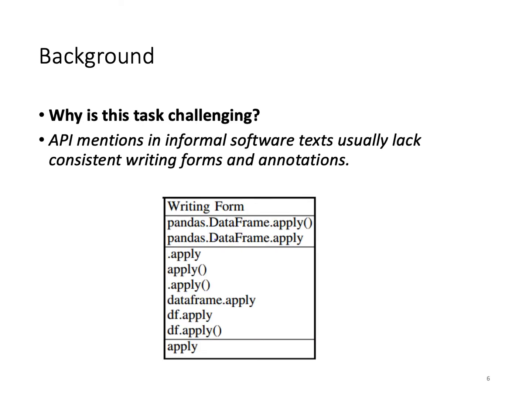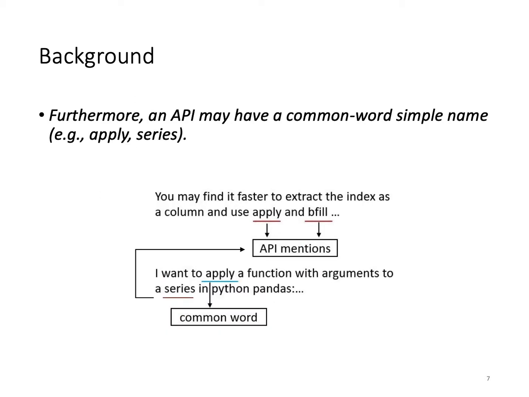And why is this task challenging? Well, API mentions in informal software texts usually lack consistent writing forms and annotations. In this example, we can see that apply has lots of different writing forms. Furthermore, an API may have a common word as its simple name, such as apply or series. In this example, in the first sentence, apply is an API mention, but in the second sentence, apply is just a common word. So we cannot just use a rule-based method to distinguish API mentions.